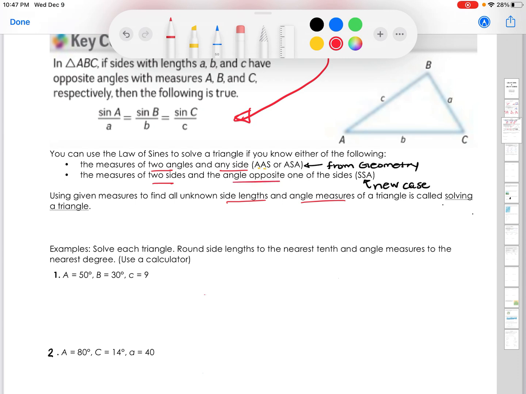And that's really going to go back to geometry when you talked about your different triangle rules, your postulates, angle angle side, and angle side angle. So those first 2 are ones you're familiar with from geometry. And the last one is a new case that you haven't dealt with, and we're going to delve more into it tomorrow.